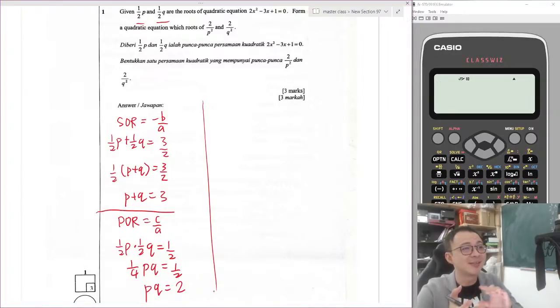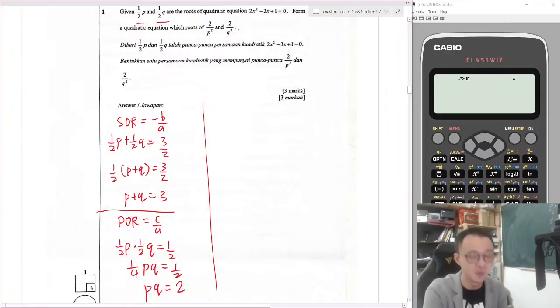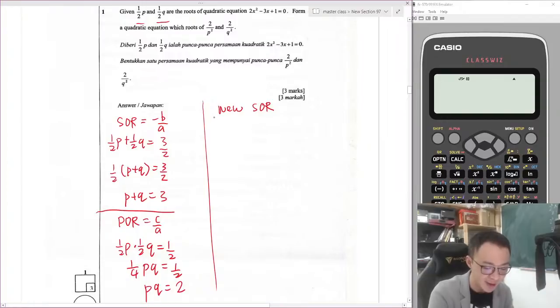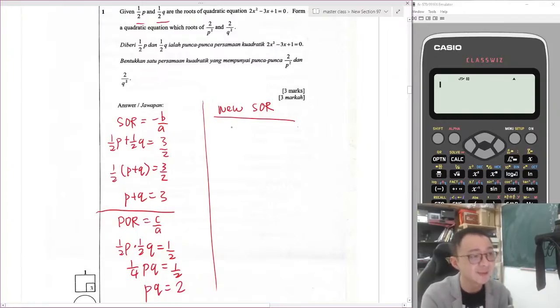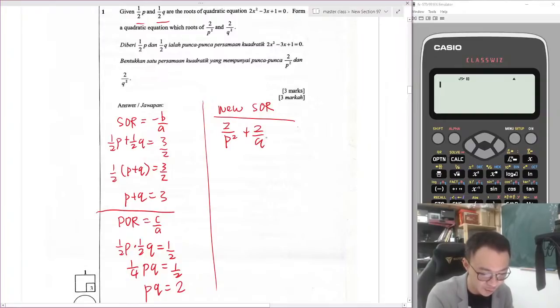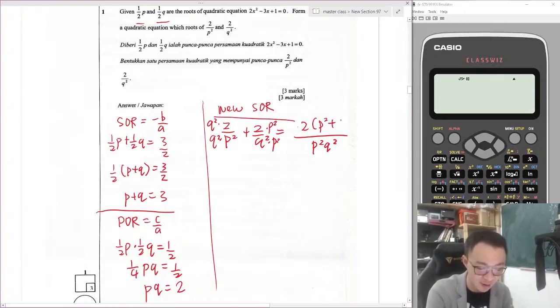Okay, then this question asks us to form the quadratic equation for 2 over P squared and 2 over Q squared. So right now I need my new sum of roots. My new sum of roots over here is 2 over P squared plus 2 over Q squared. In order to add them, they must have the same denominator, right? So I multiply Q squared here, Q squared here, P squared here, P squared here. Then I have P squared Q squared as my denominator. On top I factorize out the 2. I have Q squared plus P squared, so I can say P squared plus Q squared.